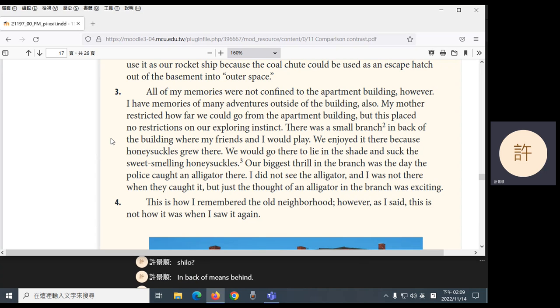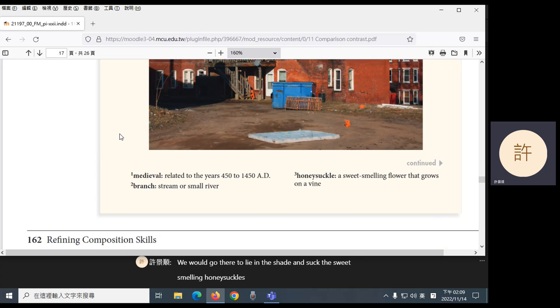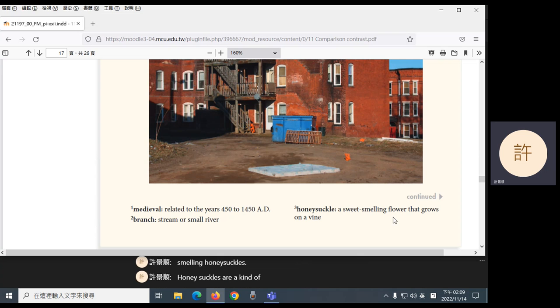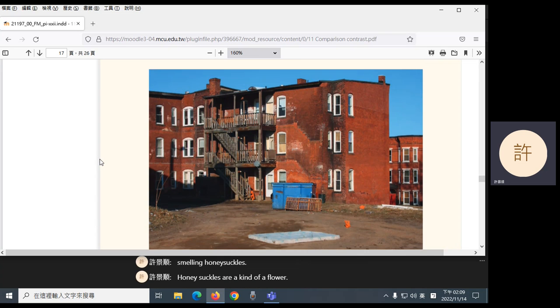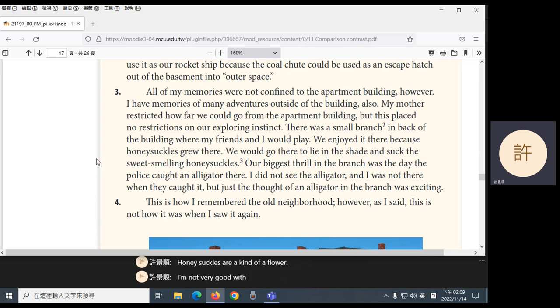We enjoyed it there because honeysuckles grew there. We would go there to lie in the shade and suck the sweet-smelling honeysuckles. Honeysuckles are a kind of flower. I'm not very good with flowers and plants. If you want to know what it is, you can look it up yourself.